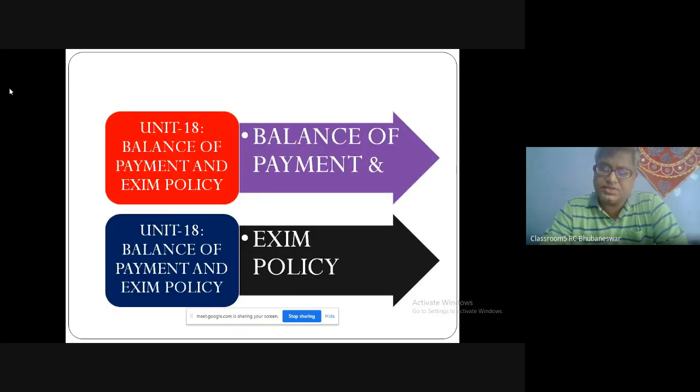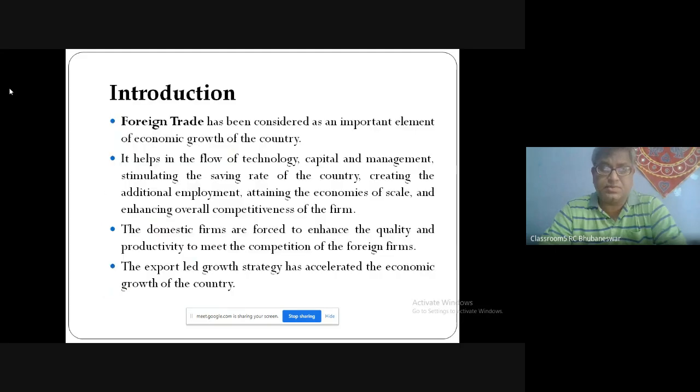Now I am discussing the unit 18 topic, that is balance of payment and exim policy. One part is balance of payment. It is also important from the examination point of view. Another one is the exim policy. Similarly, the Export Import Bank of India and how it was established. These two topics are very much important from your examination point of view.